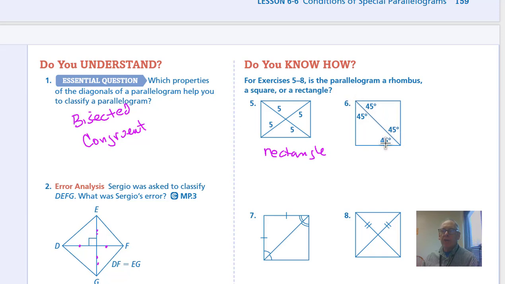Here we have that this diagonal bisects the opposite angles. So what does that do for us? 45, 45. That means this is a right angle. And this is a right angle because these have to add up to 180 degrees, and those are complementary. So we have a parallelogram that has all right angles. That's enough to make it a rectangle.